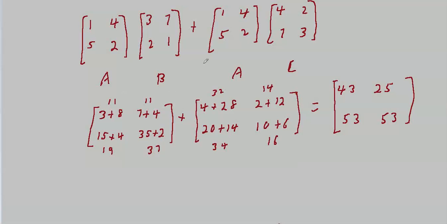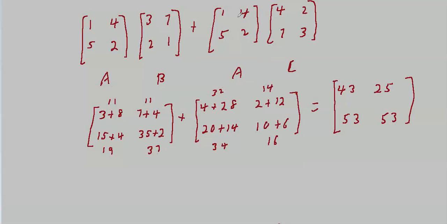We do the same thing over here. 1 times 4 plus 4 times 7. On down the line. So this matrix, when we add it up, turns out to be 11, 11, 19, and 37. And A times C is 32, 14, and 34, 16. Now we add these two up. So this is AB plus AC. We add them up, we get this matrix here. 43, 25, 53, 53.